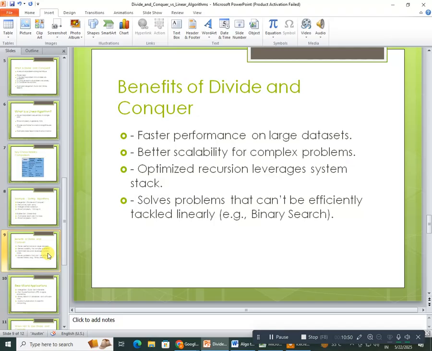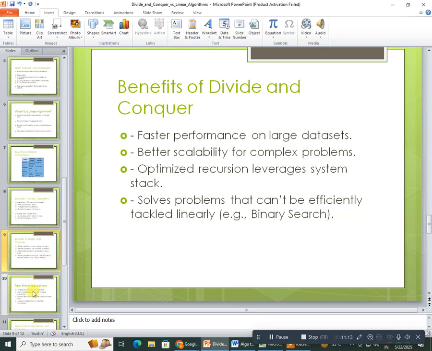Optimized recursion leverages the system stack. While you are solving it in a recursive approach, you are storing the results on the system stack, so the memory of the system is also utilized in an optimized fashion. And it solves problems that can be efficiently tackled, such as binary search.